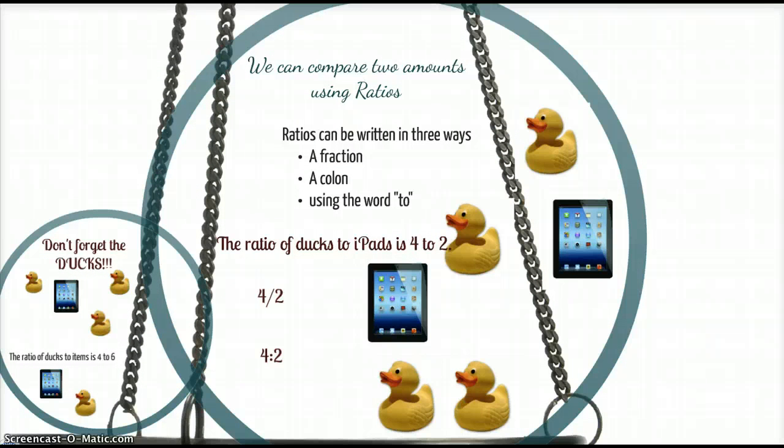They can be written as a fraction, a colon in between the two terms, or using the word to. As you can see, in this circle we have 1, 2, 3, 4 ducks and 2 iPads. The ratio of ducks to iPads is 4 to 2. Notice that I spoke ducks to iPads. We need to keep them in the same order. There are 4 ducks and 2 iPads.